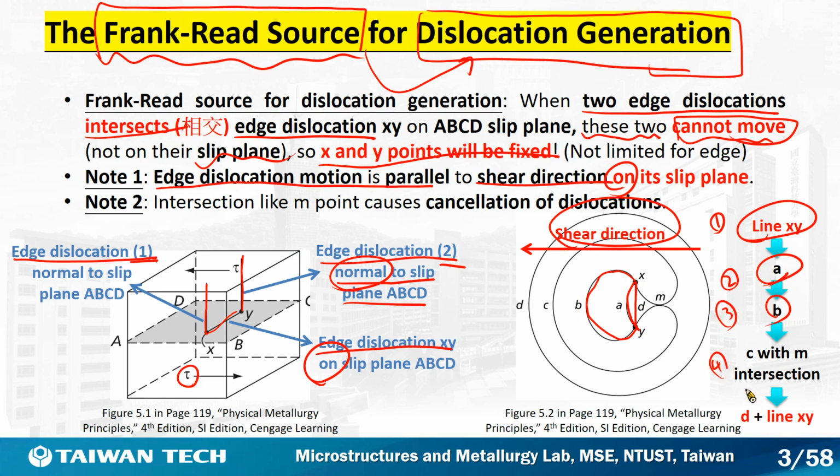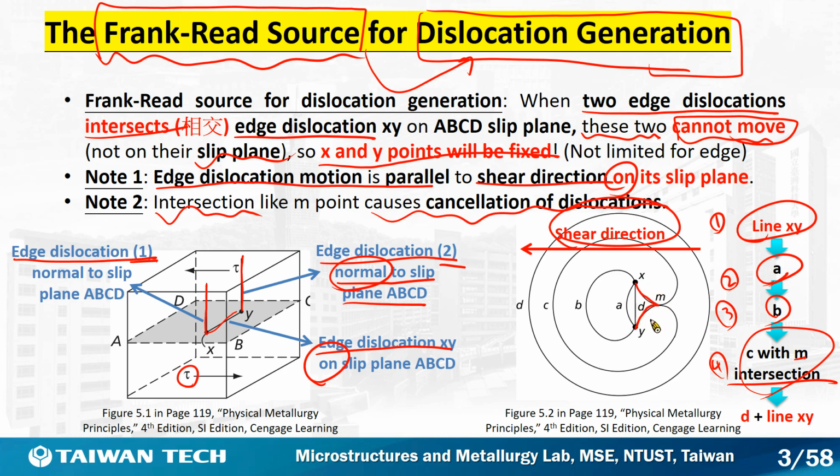So eventually you will see the result like this one. It will go like this structure. So we can form this C curve with one intersection. We call it M. And M is an intersection. An intersection like this one will cause cancellation of dislocations. So it will separate into two. The one is the dislocation loop, and the other is this one.